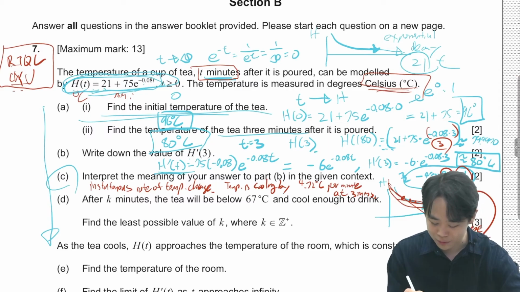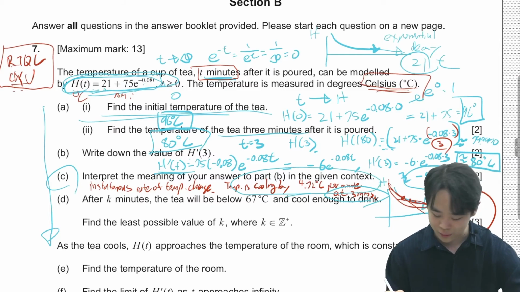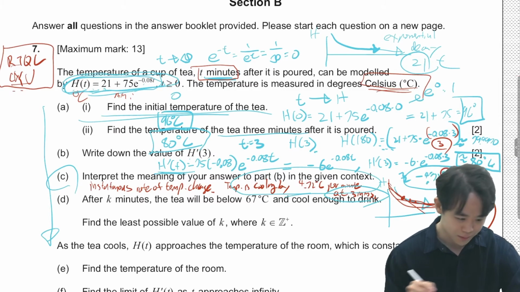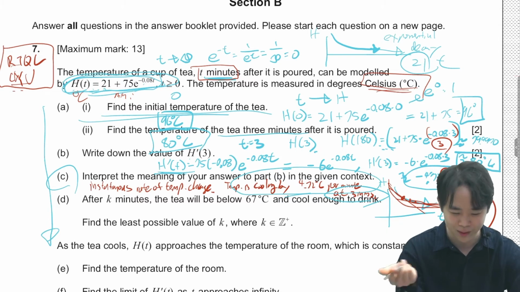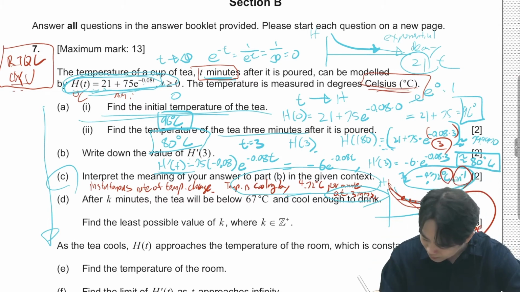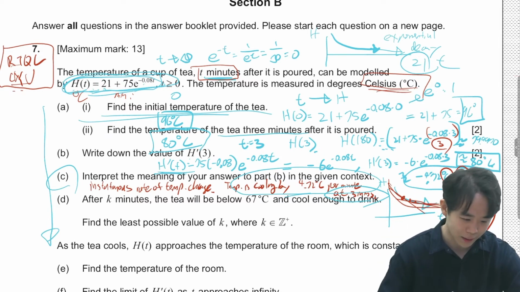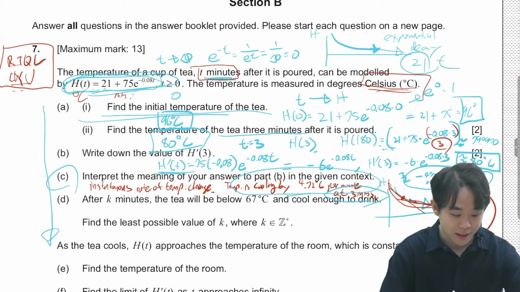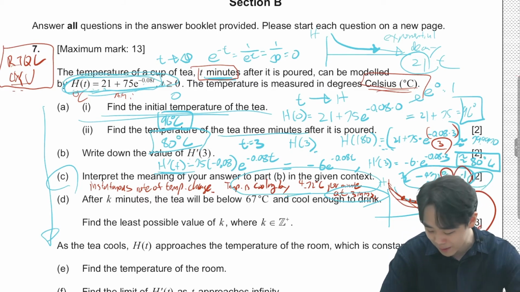We put in t equals 3, so there are 3 elements. One is that at 3 minutes, the temperature is cooling at 4.72 degrees Celsius per minute. Those 3 points are what we need for the full points here. So that will give you 2 marks. Mention that its time is 3.